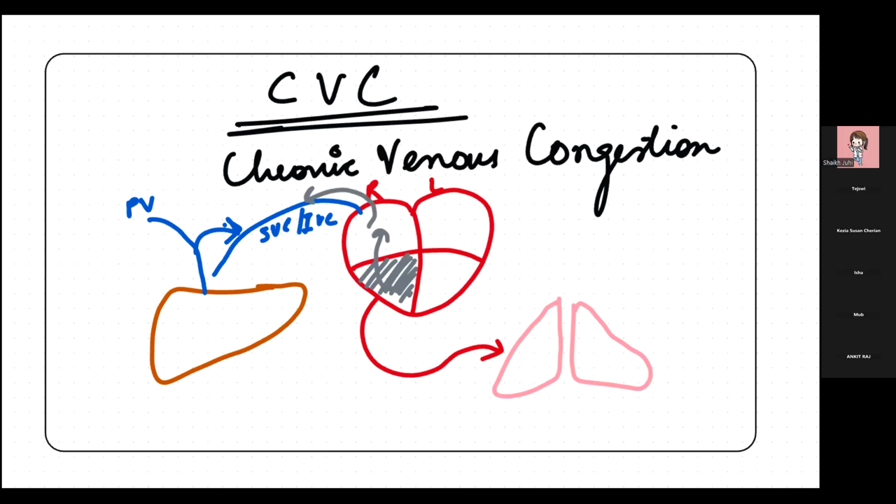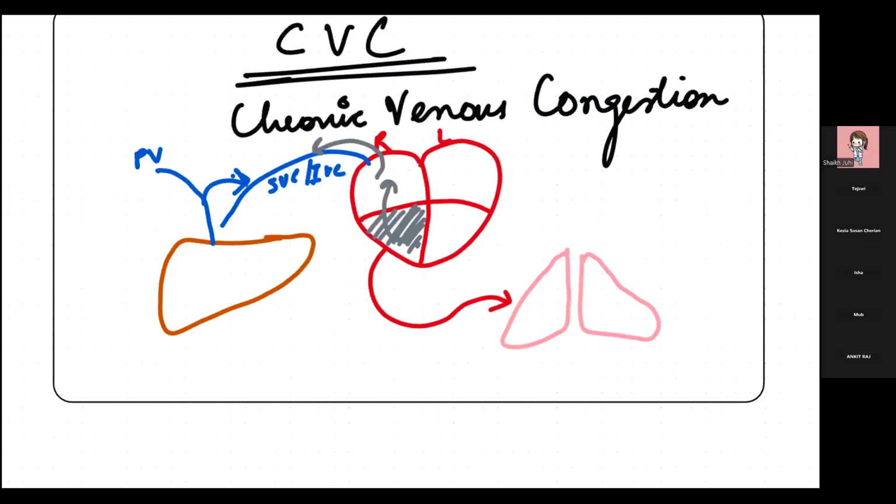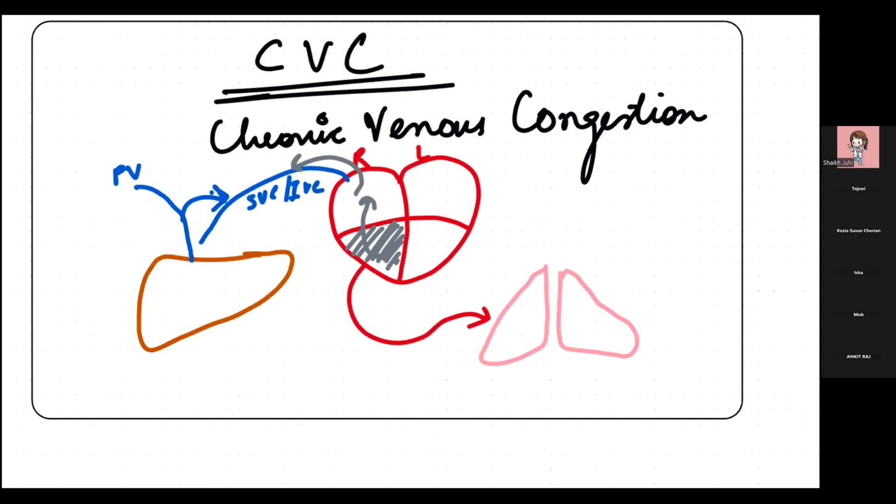So what will happen when this backflow of blood happens? Then definitely there will be lodging of blood, and because of this lodging of blood, the organs which are supplied by this portal vein will be affected. Okay, I hope that it's clear. And what all things will be seen? Congestion will be seen in all of those organs which are connected to this vein. So the organs that will be affected are the liver, the spleen, and of course other mesenteric parts will also be affected.